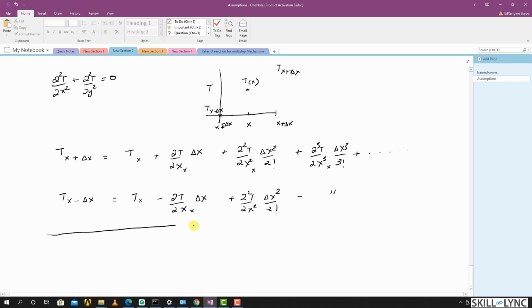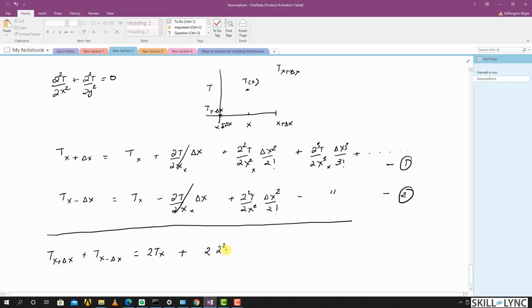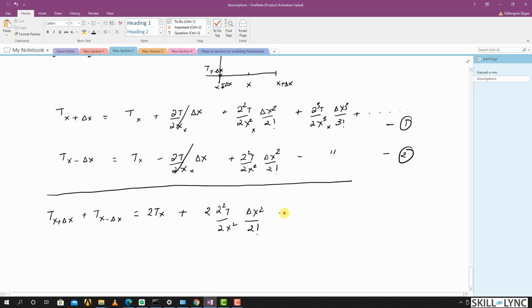Now what I want to do is, if I call this equation number 1 and this equation number 2, I want you to add them. So when you add them, you basically get T at x plus delta x plus T at x minus delta x is equal to 2 times T at x, and these two terms are going to cancel out, plus 2 times d square T by dx square into delta x square by 2 factorial, plus you have all the higher order terms.